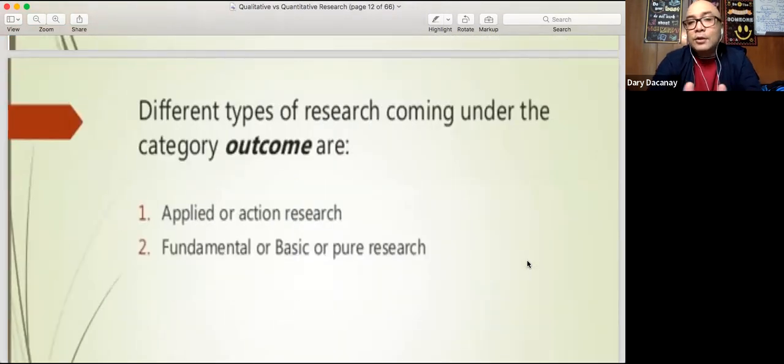Now, based on the outcome of research, there are two kinds: the applied or action research, and the fundamental, or basic, or pure research. For you, what we will do is the fundamental, basic, or pure research. Normally, applied research is being done by teachers, because action research provides answers to immediate problems being experienced by, let's say, teachers.